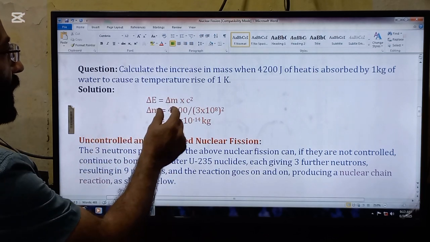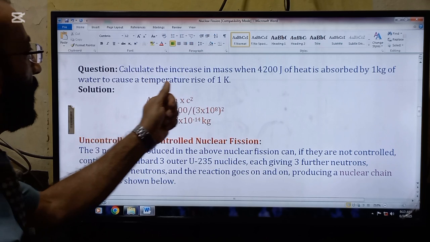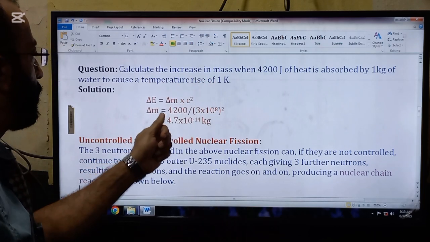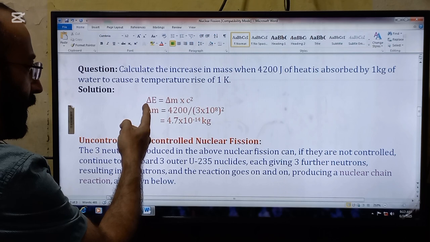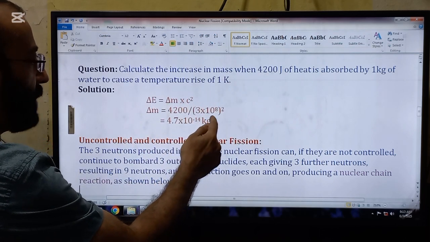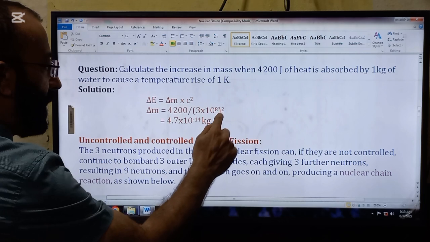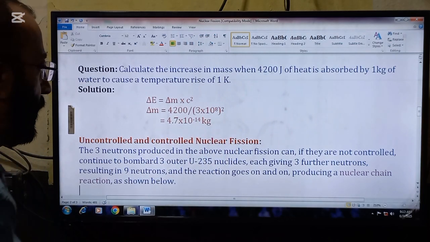So delta M is the requirement, because calculate the increase in the mass is the requirement. So delta M will remain here, and C square will come to the denominator of delta E. So delta E is given, 4200 joule, over C's value, which is 3 multiplied by 10 raised to power 8, squared. Solve it on the calculator. You will get the answer. The unit will be kg.